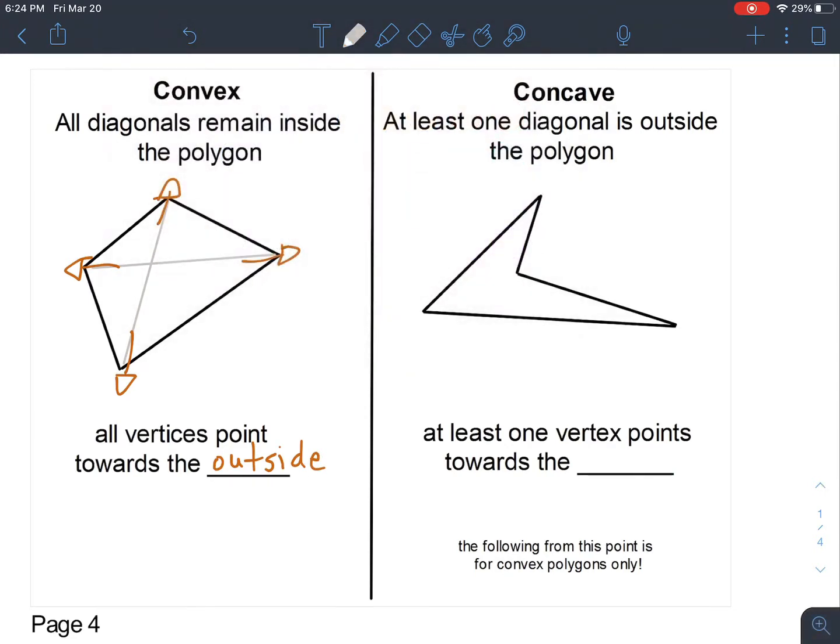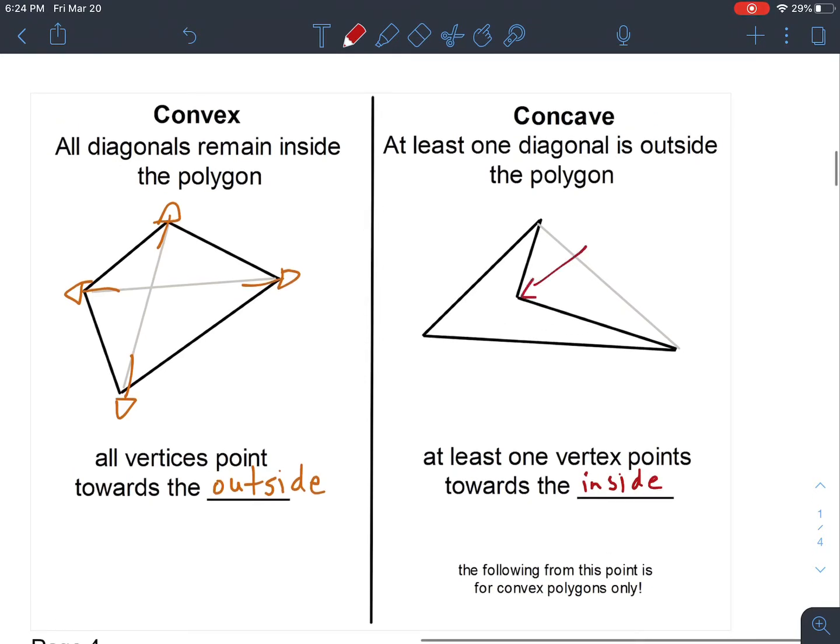Meanwhile, for the concave shape, at least one diagonal goes outside, and I can see that the diagonal right there is the one that would have gone outside the shape. Also, at least one vertex points towards the inside. In fact, this one here is the one that's pointing in, whereas all the other vertices were pointing out. By the way, for the remainder of the class, not just this video, we're usually going to focus on just convex polygons.